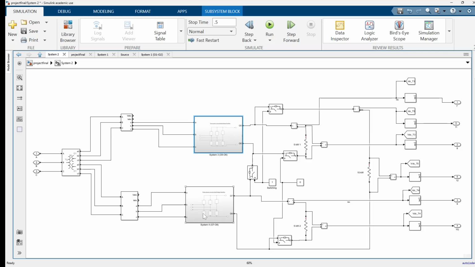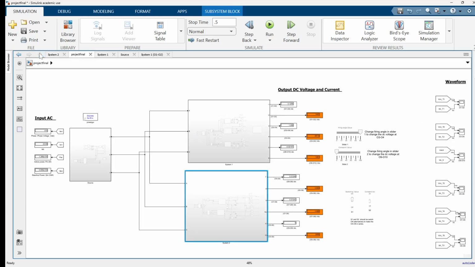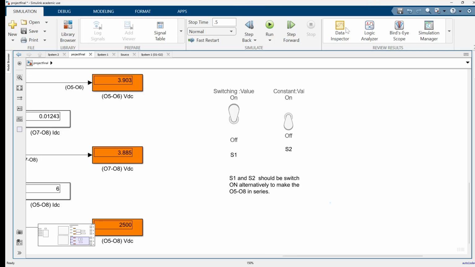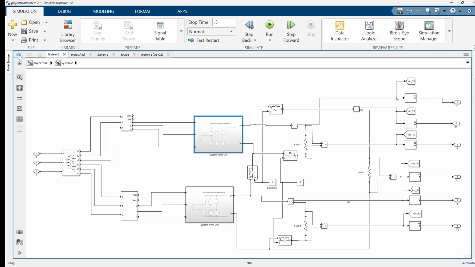Two rectifiers are connected in series, and this ideal switch and this ideal switch will be controlled by one toggle switch, and this ideal switch and this ideal switch will be controlled by another toggle switch. So you can see that we have two toggle switches, switch 1 and switch 2, and switch 1 and switch 2 should be switched on alternatively to make terminal 05 to 08 in series.